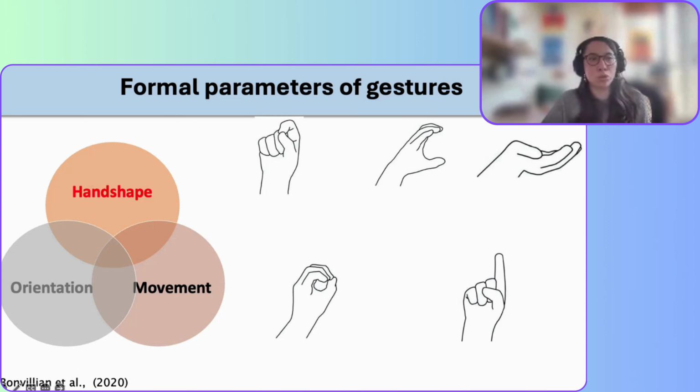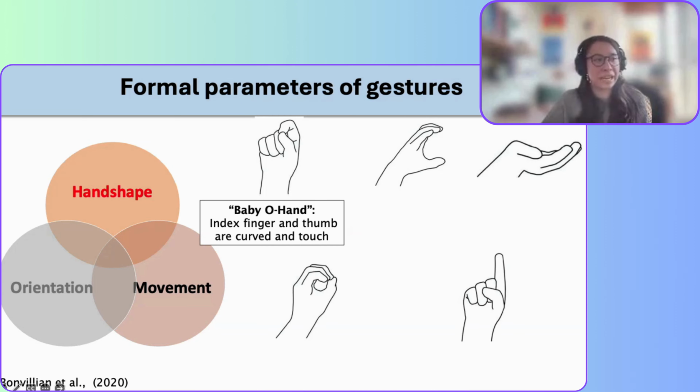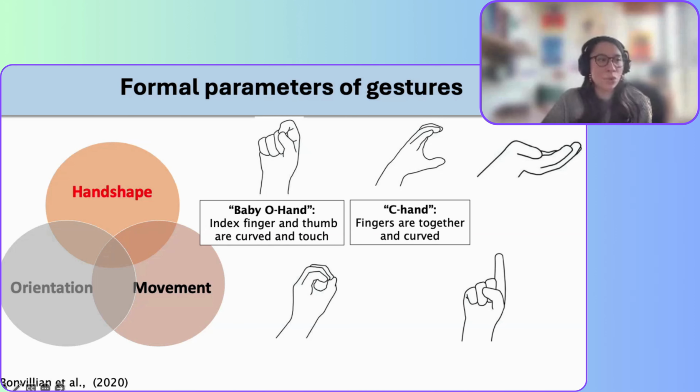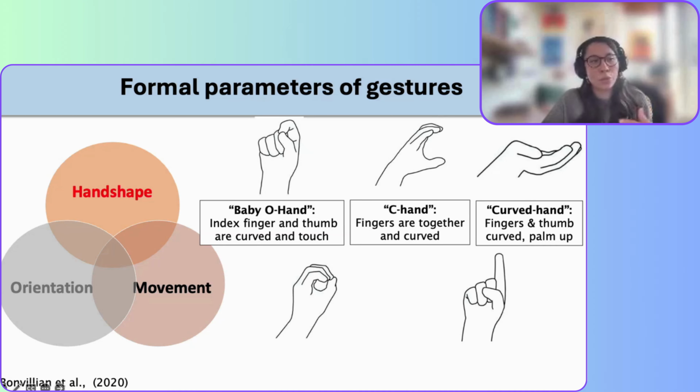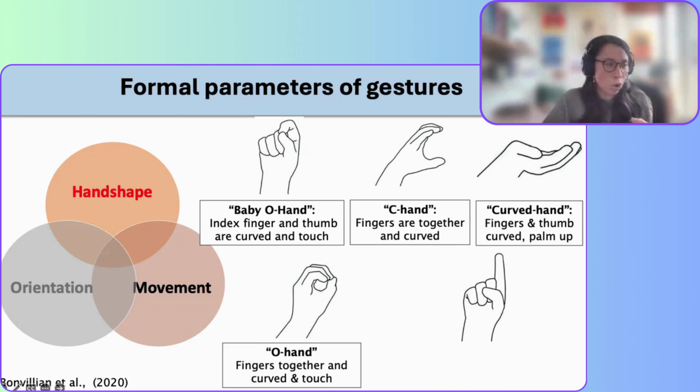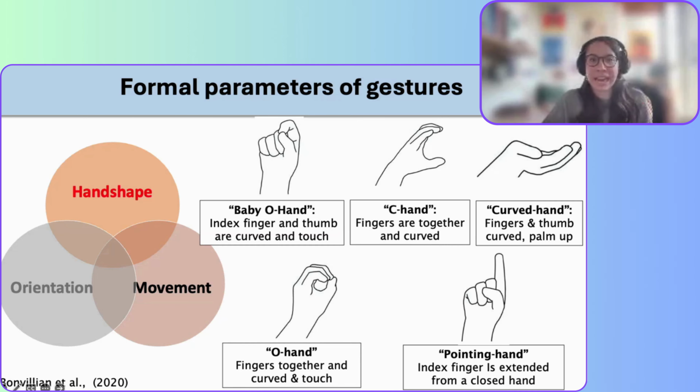For example, the first one is called the baby O hand, with the index finger and thumb curved and touching. The C hand, where the fingers are together and curved. The curved hand with the palm up, in a curved position. Or the O hand, with the fingers together, curved, and touching. And the pointing hand, a very recurrent one, where the index finger is extended from a closed hand. So these are some ways you can analyze gestures.